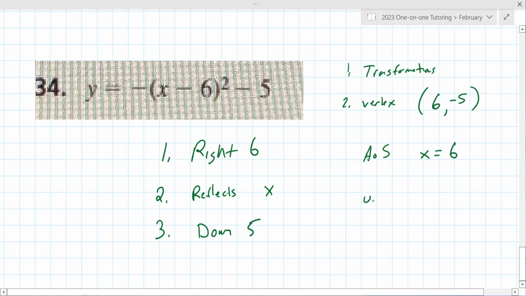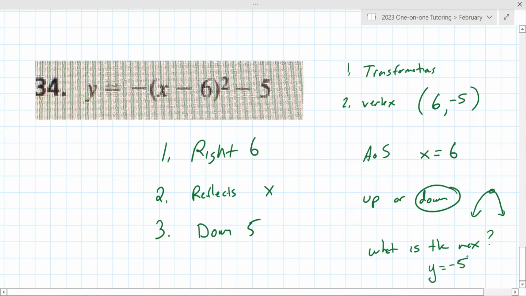Now, does this open up or down? This will open down, because it's negative. So does it have a min or a max? Max. It's good to draw it. Now, what is the max? It's the y value of the vertex. Yes, so y equals -5.